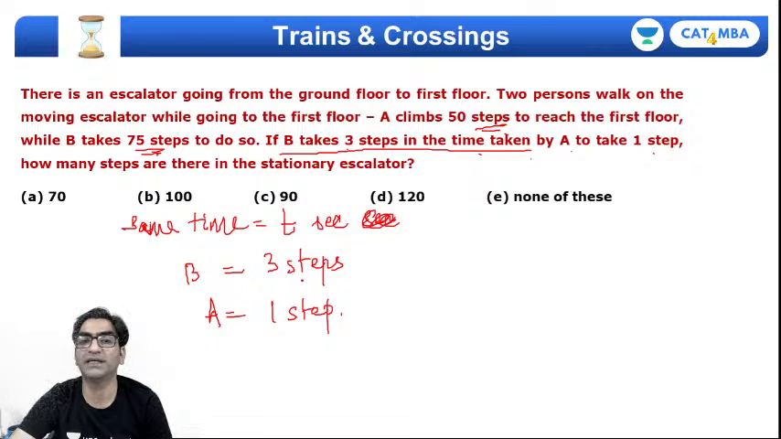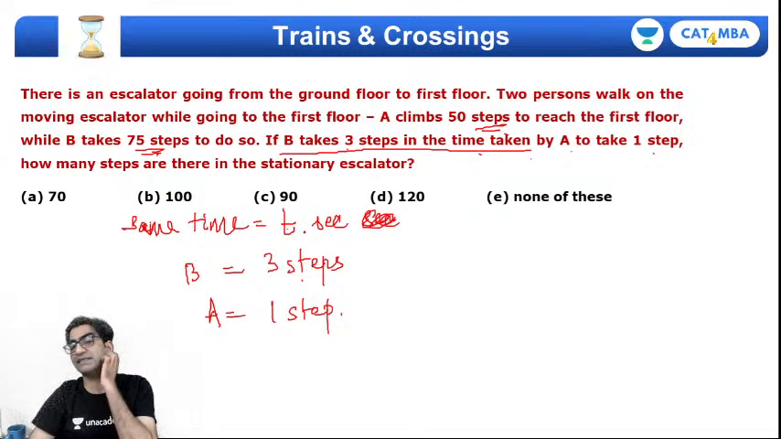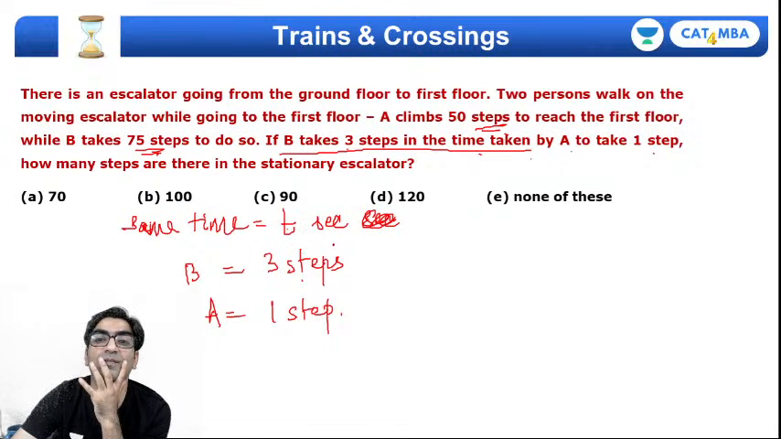Which means B का स्पीड हो गया. अच्छा ये टाइम नहीं दिया हुआ ना, तो t सेकेंड्स में b takes 3 steps, a takes 1 step. ठीक है. अच्छा अब a climbs 50 steps to reach the first floor.